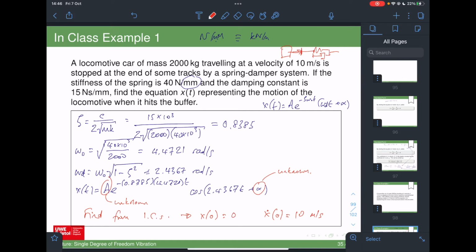And what's the position when it hits? It's 0. The moment that we're interested in is the point of impact. At the point of impact, the spring damper hasn't moved. So the position's 0, but obviously we know that the point of impact is going to be moving at 10 metres per second. So there are a couple of initial conditions defined in the system.